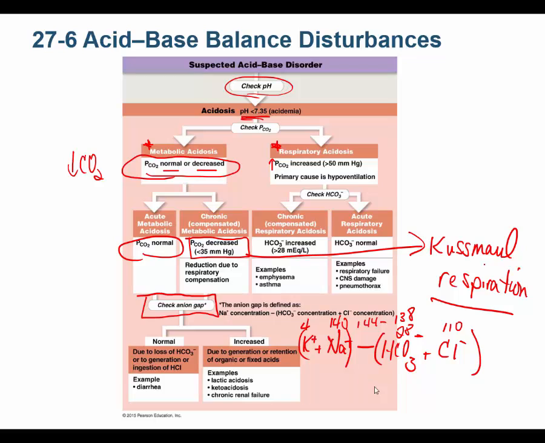All right. My anion gap is 144 minus 138. It's 6. All right. Now, let me explain this to you. That would be around in the normal range of an anion gap.